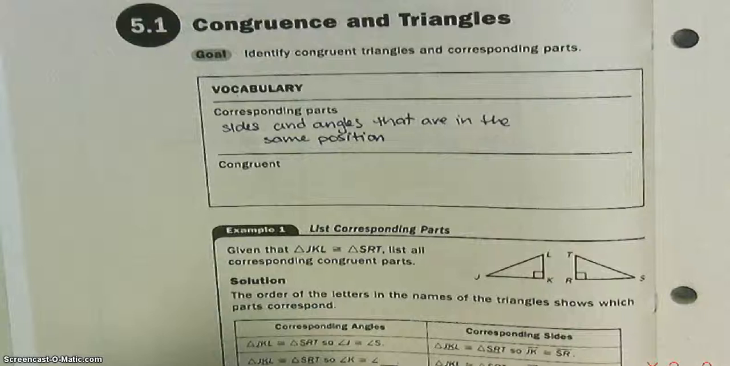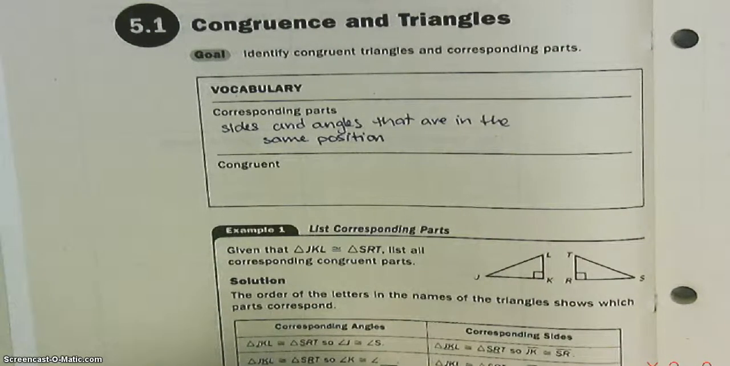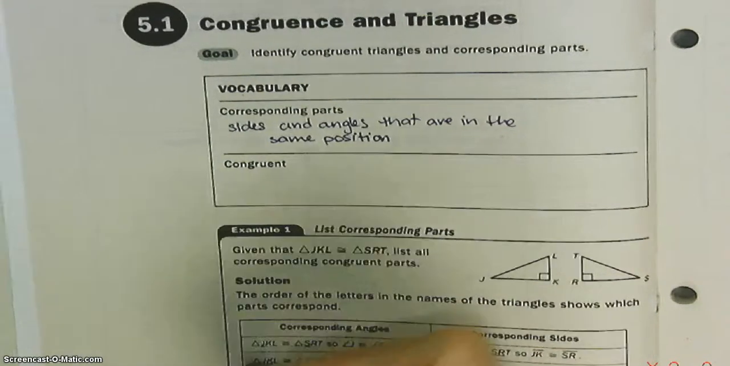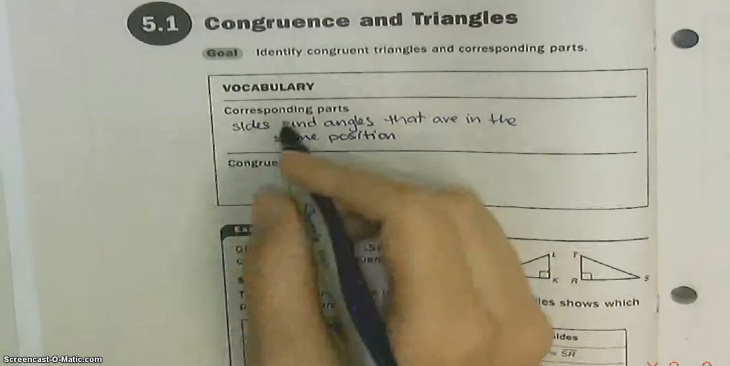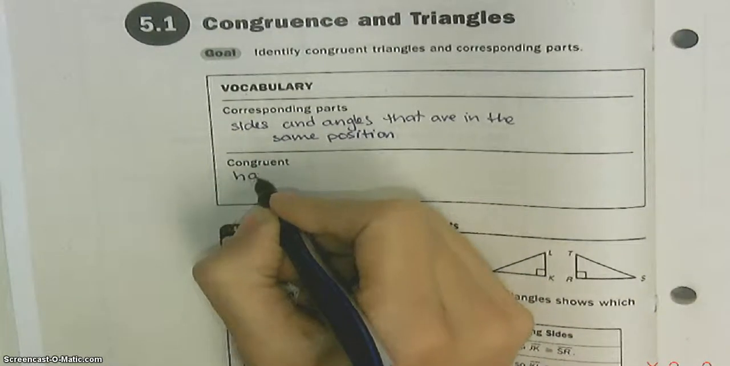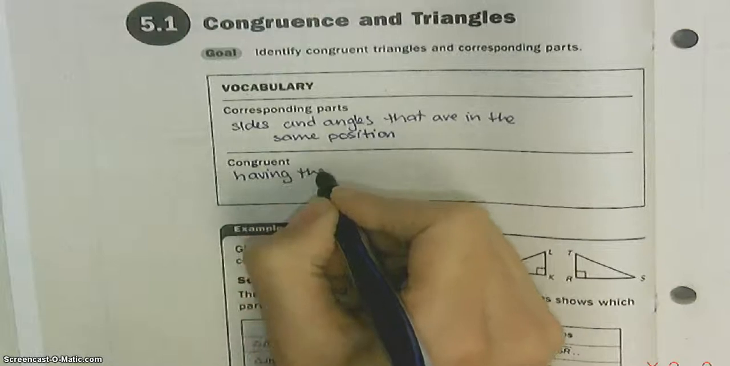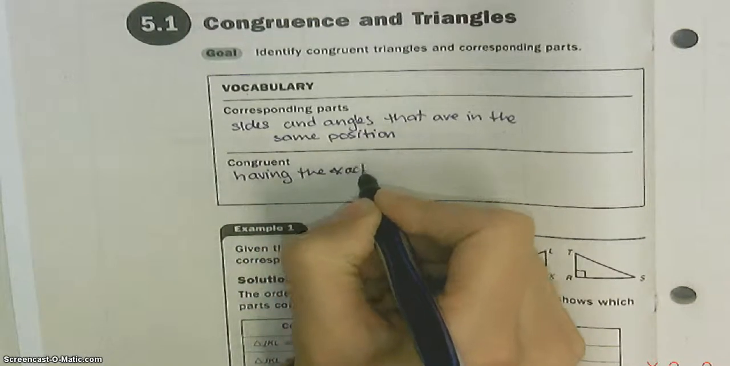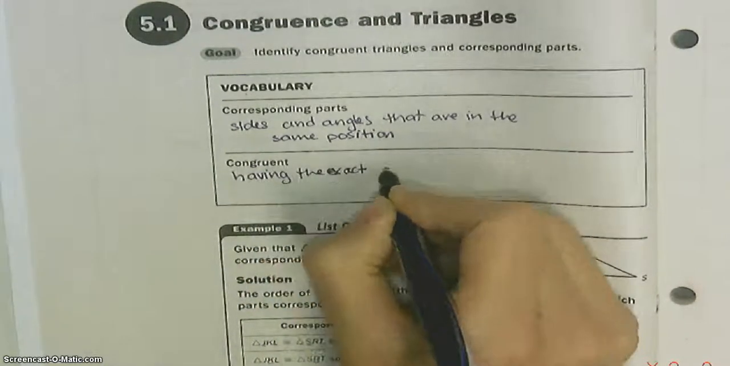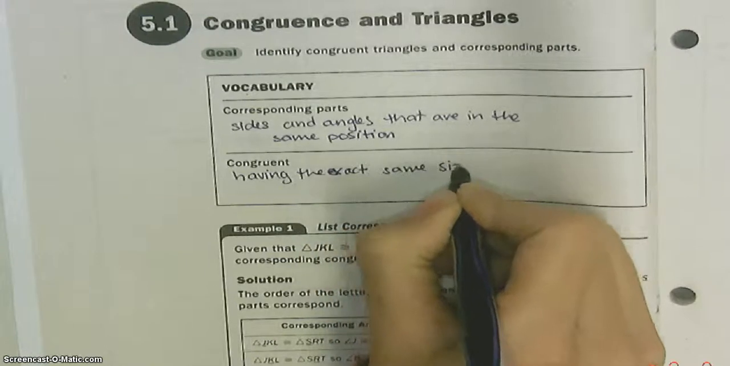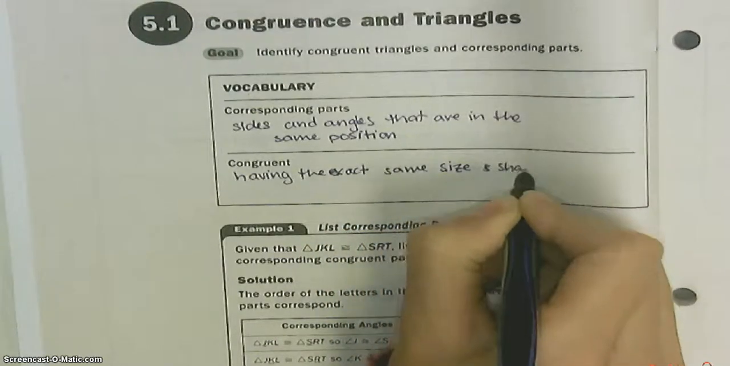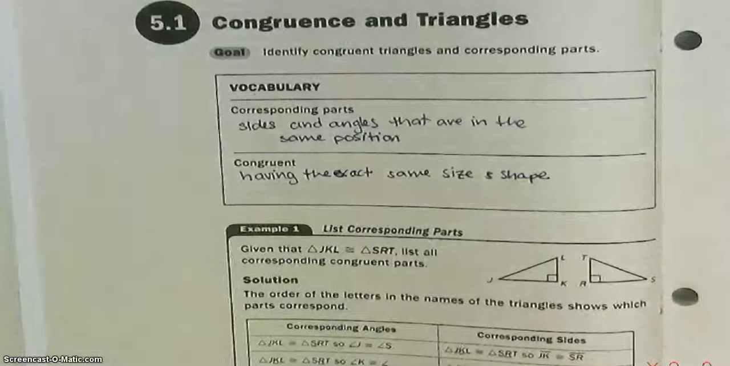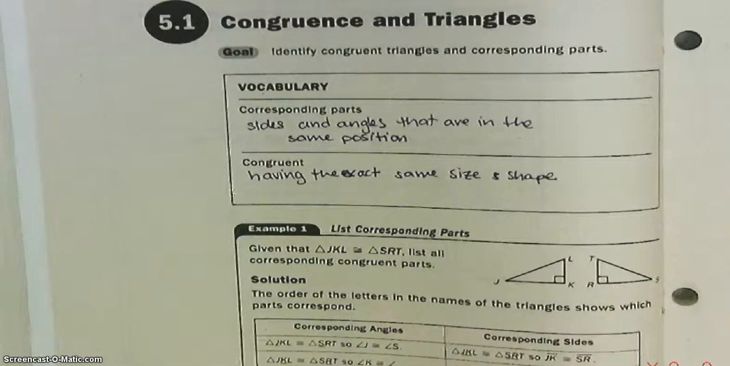You've heard the word congruent before. Congruent segments have the same length, and congruent angles have the same measure. So today we're going to talk about congruent triangles. Well, triangles have measurement and length. So we're going to think of congruent triangles as having the exact same size and shape. The two triangles have the exact same size and shape.